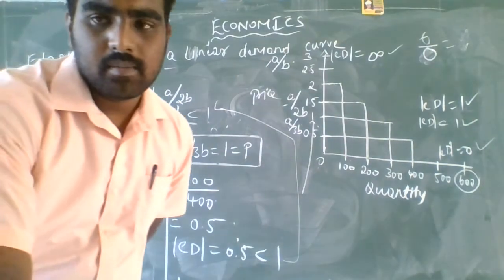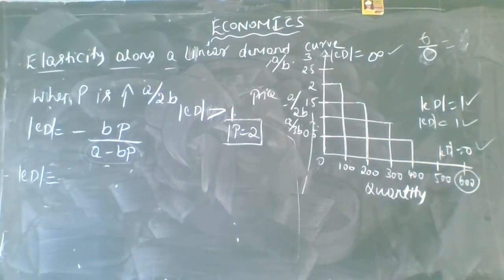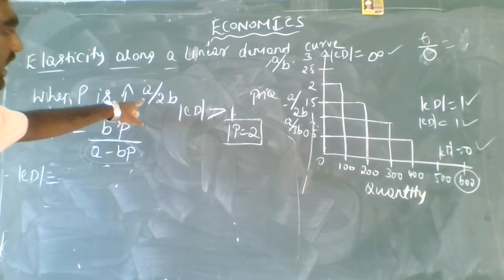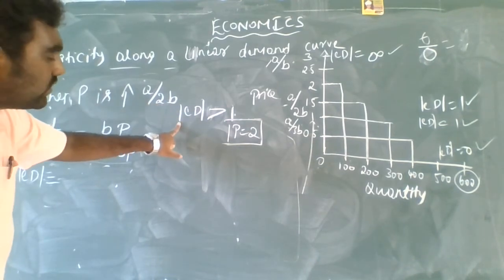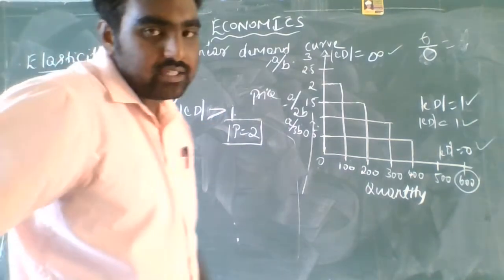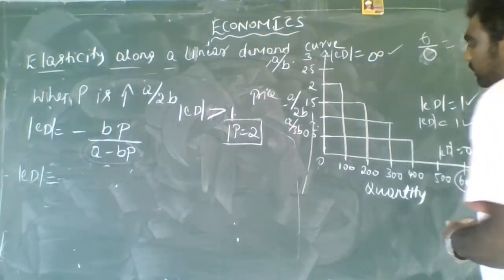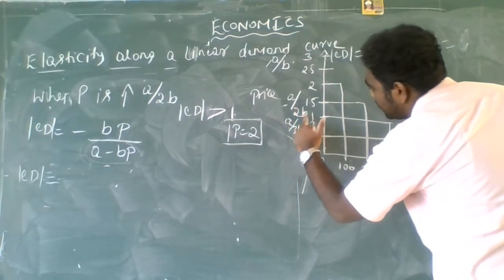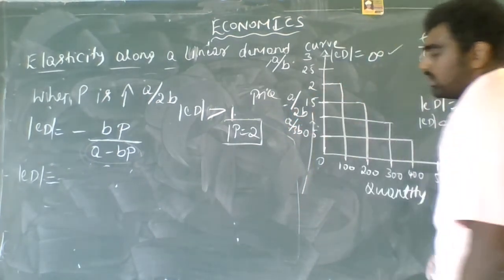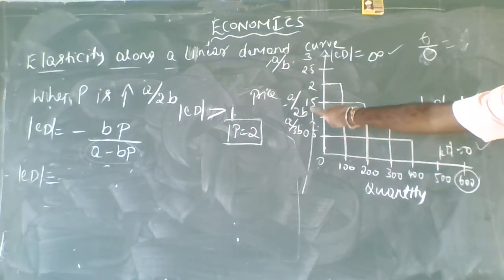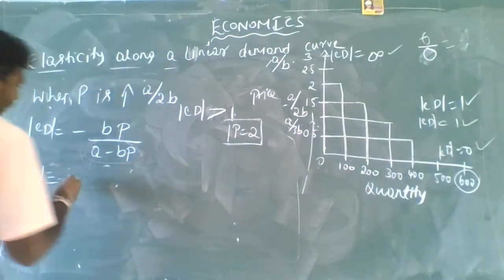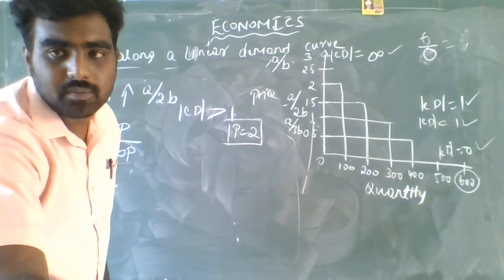The next condition is when the price is greater than A divided by 2B, the elasticity of demand should be greater than 1. So the price which is greater than A divided by 2B, that is 1.5, is 2. So it is greater than A divided by 2B, and I can take the price equal to 2.